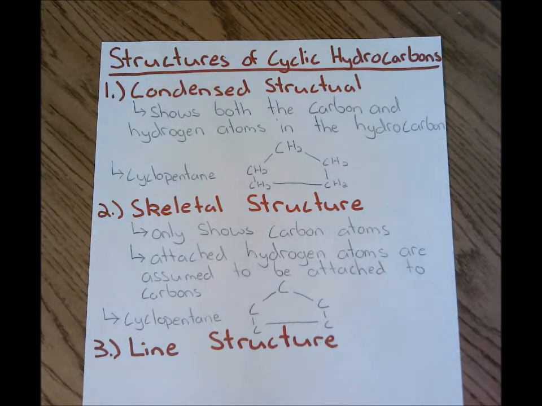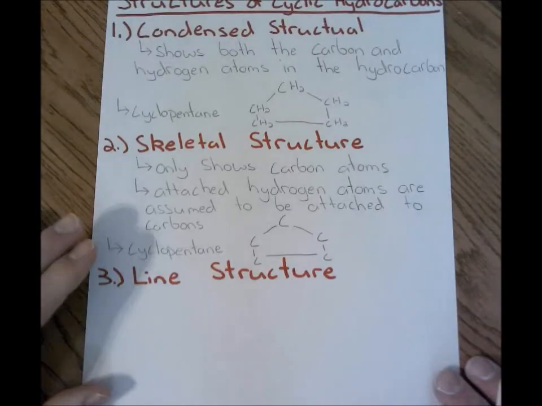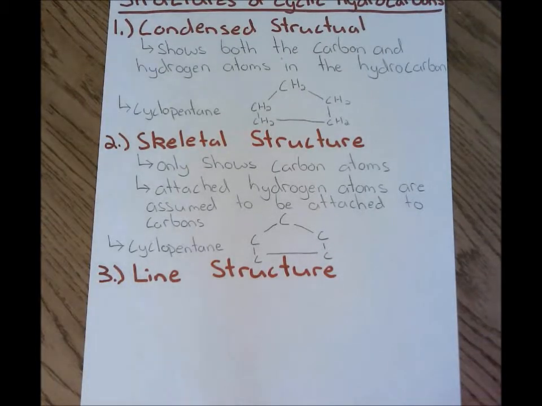Now, the most common structure that you'll see is a line structure. A line structure is only going to show the carbon-carbon bonds with lines. There are going to be no C's, and the carbons are understood to be attached at each vertex of the structure. In addition, we assume that the hydrogens are going to occupy the remaining bonding positions unless you have attached groups, or substituents, as we like to call them.